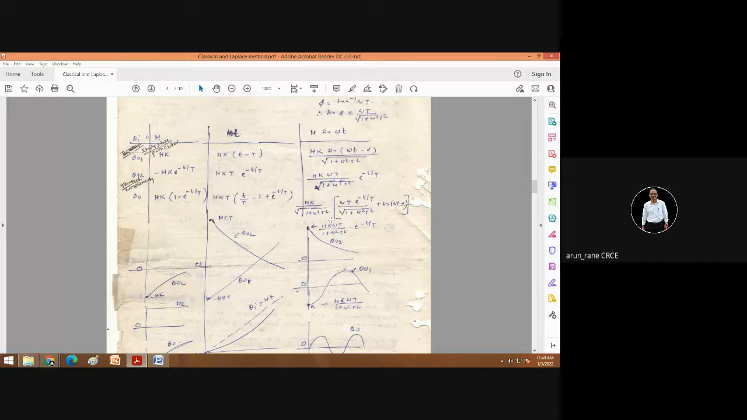Add this and this. So now when you add, you take Hk upon under root of 1 plus omega square t square common. Now this is no square root. This is 1 plus omega square t square. So now when you take Hk upon this common, from here you will have sine of omega t minus phi, and from here you will have e raised to minus t upon t. So this into this will give you this, and this into this will give you this. I hope it is clear. There is no square root sign here.